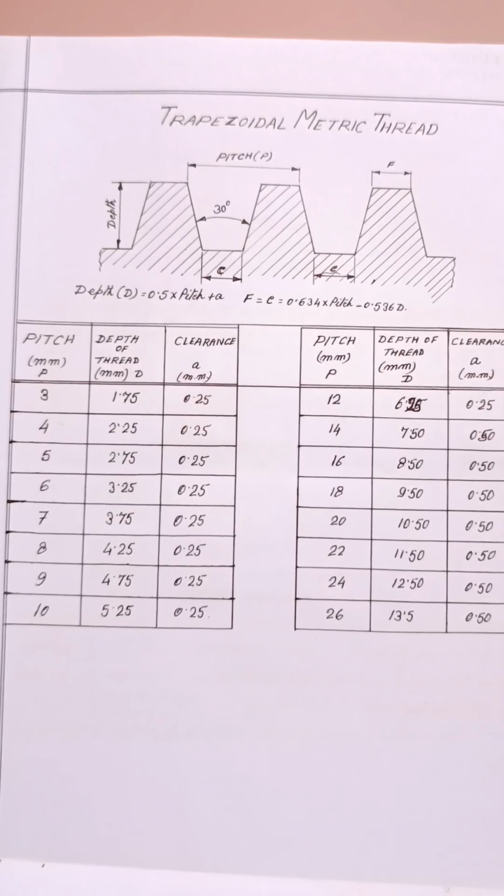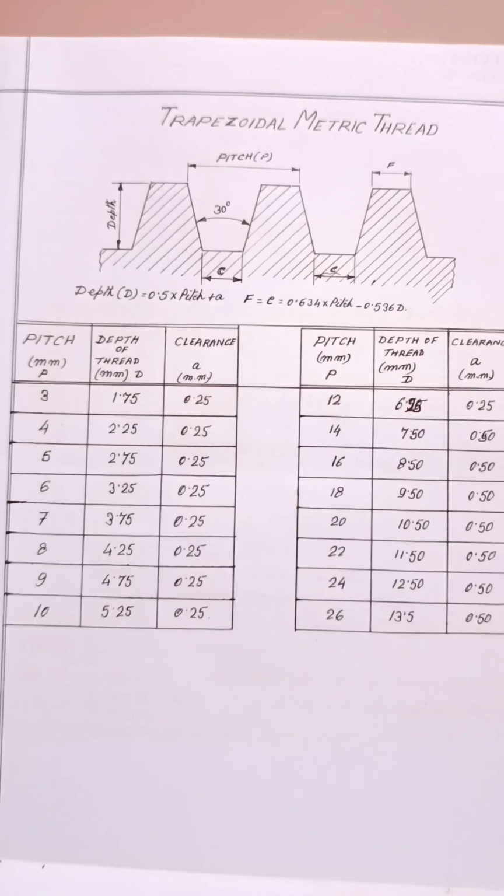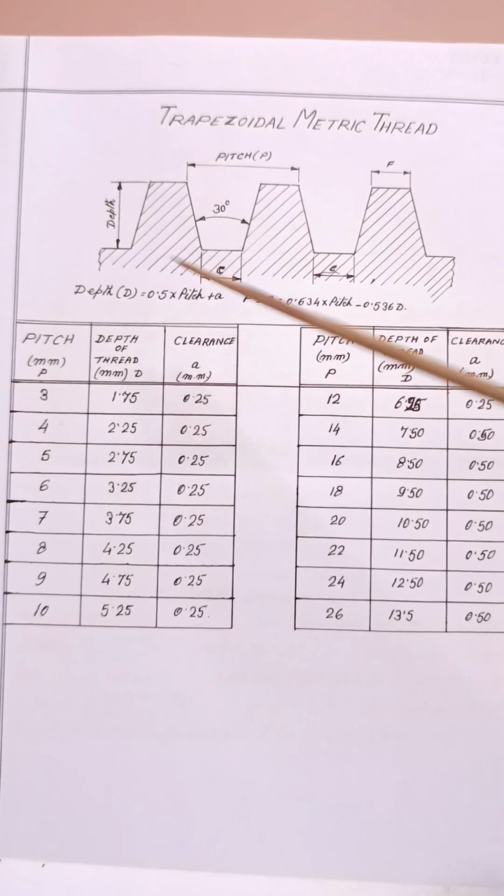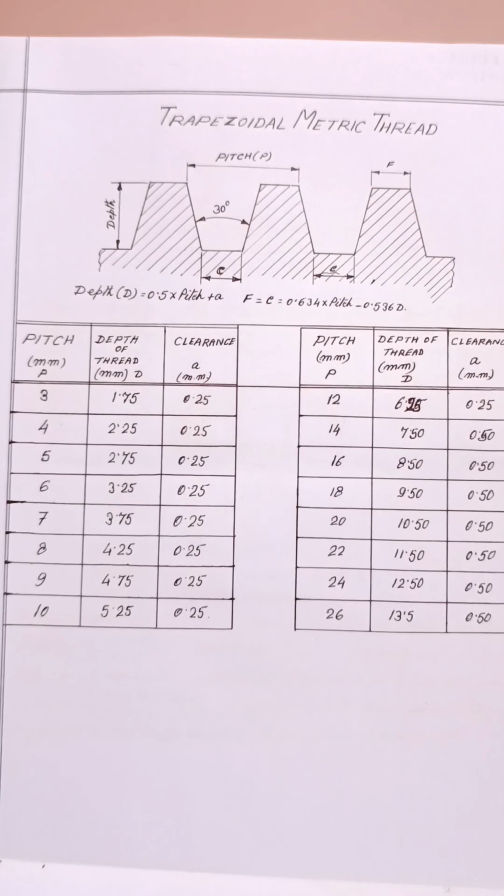This is trapezoidal thread. In thread form there are two types of thread: one in the metric system, another in the English system or British system. The same thread form in the English or British system is known as ACME thread. Whatever diagram is given here, the same thread form you will find in English size, meaning ACME thread.